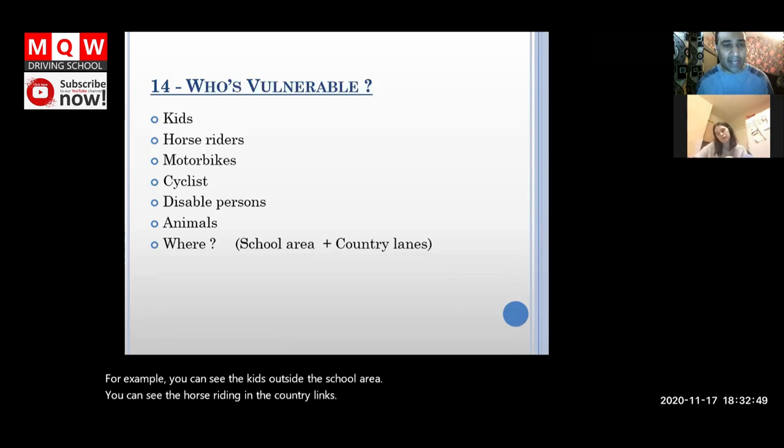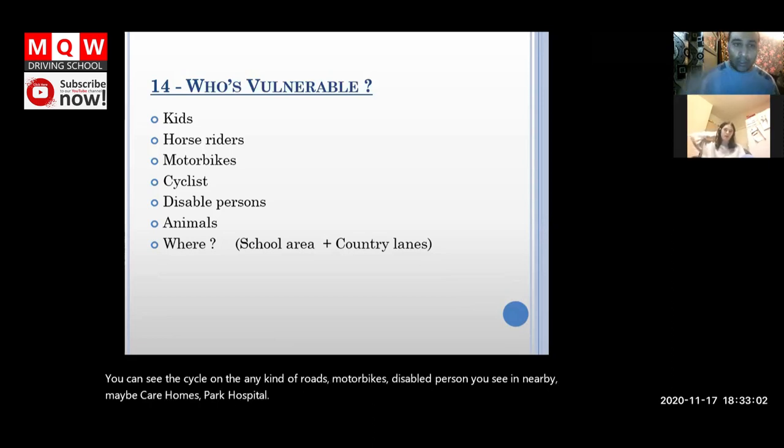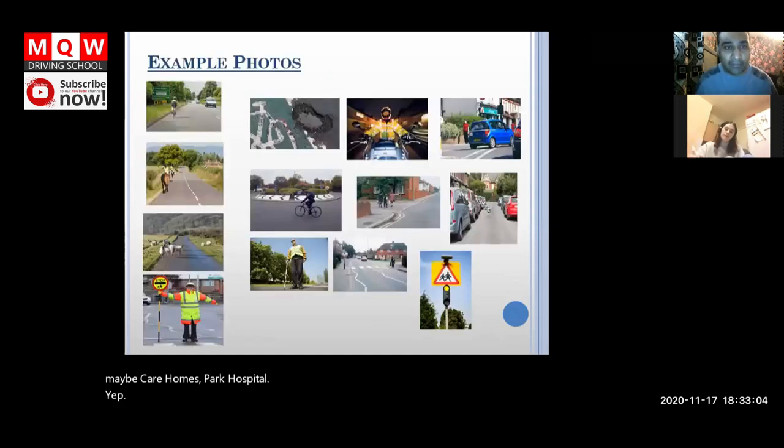You can see the cycle on any kind of road, motorbikes, disabled people you see nearby, maybe care homes, park, hospital. Yeah? Yeah. So see this picture again. When you see the cyclists on the road, how do you find them vulnerable and what kind of driving choice should you be using behind them?